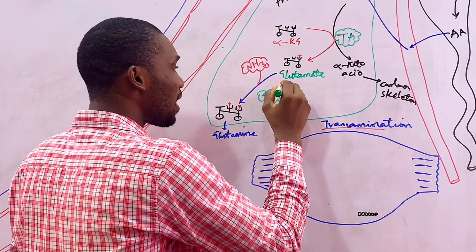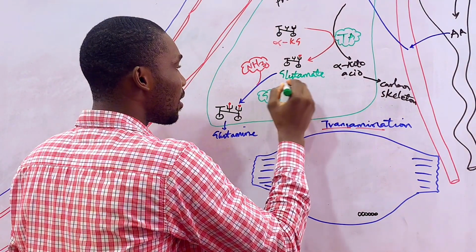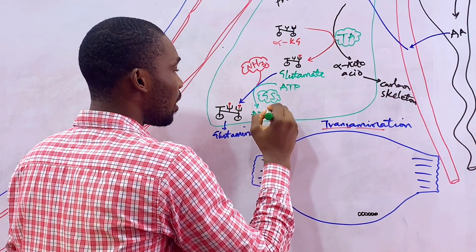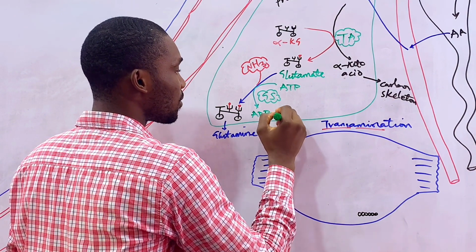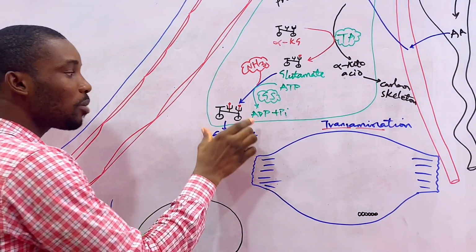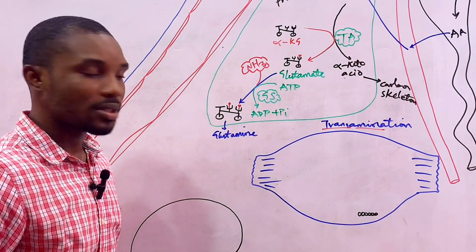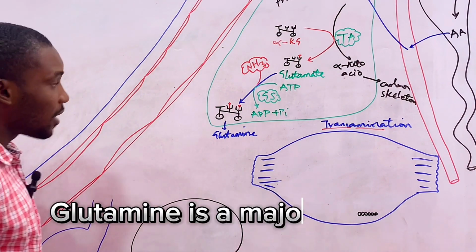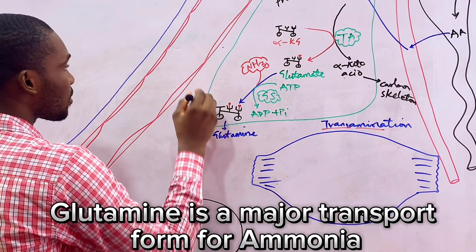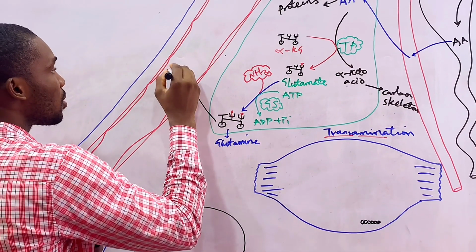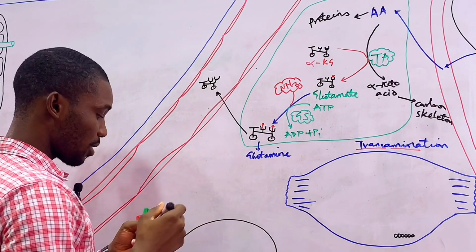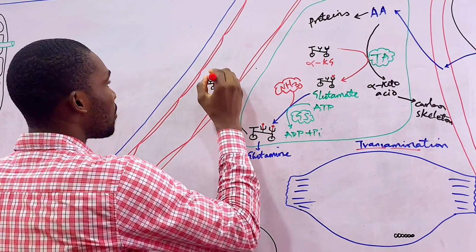ATP, right? So we use our ATP and then we have our ADP, right? And our inorganic phosphates. So we formed one transport form of ammonia, which is glutamine. And then the glutamine travels in the blood to enter where? The liver. So we have our glutamine over here.